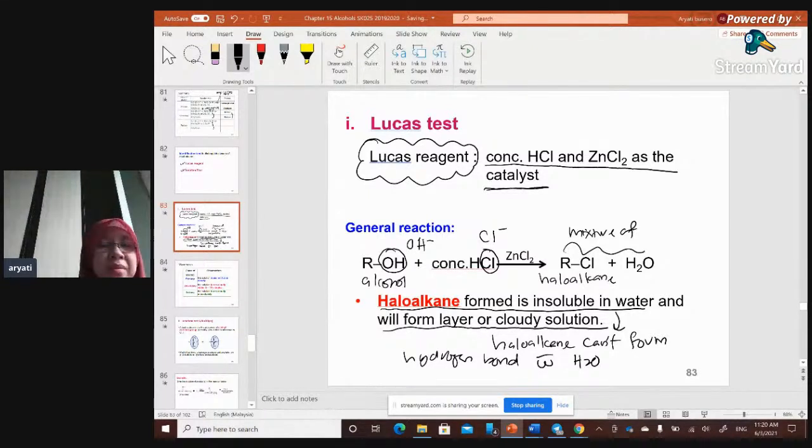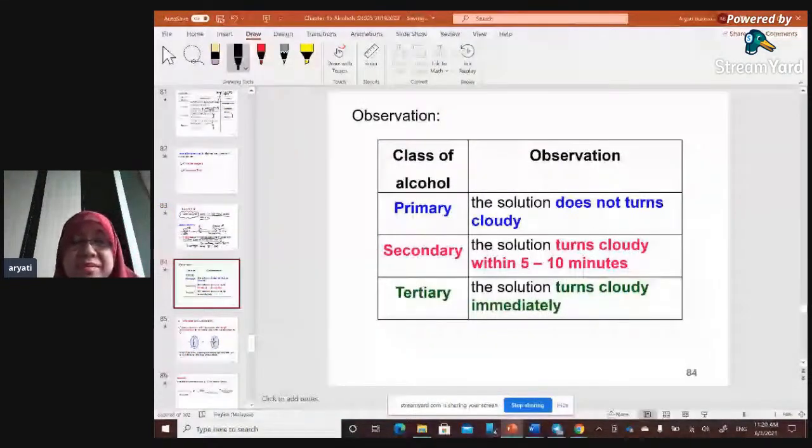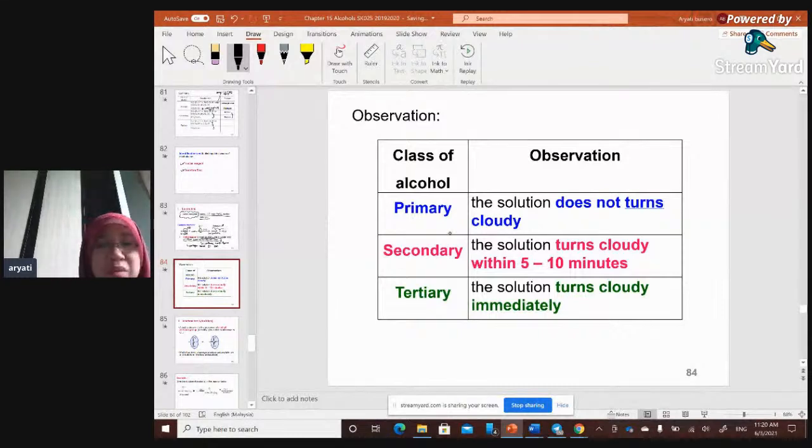Okay, so based on the experiment, you classify your alcohol as primary when the OH is attached to a carbon attached to one neighboring carbon, and the other atoms are H. So this is a primary carbon, so this is a primary alcohol. If your alcohol is a primary alcohol, the solution does not turn cloudy, even after heating.